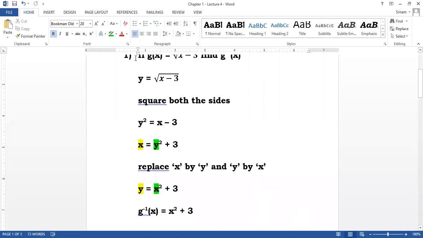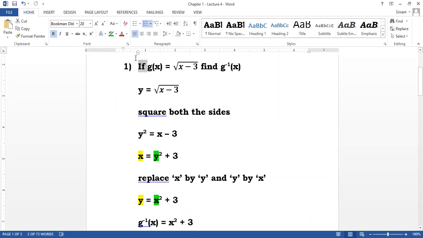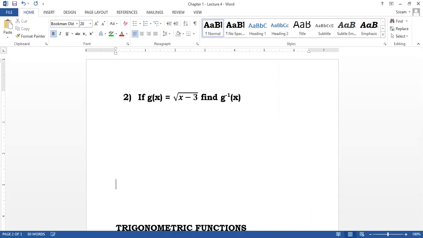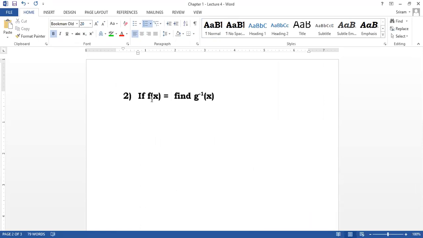So let me make one more problem in the same idea. For example, see, if f of x is equal to, let me take some other function, x squared plus 3, I want to find what is f inverse of x.